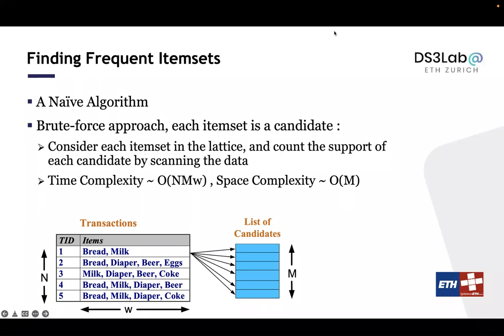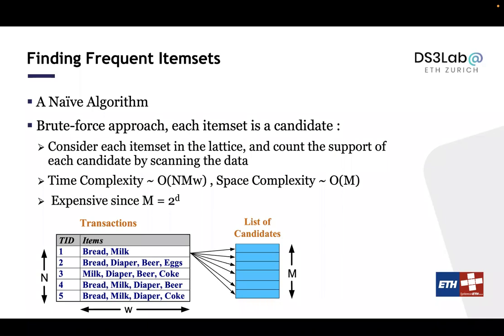If you look at this algorithm, what is the time complexity? Well, it equals the number of transactions multiplied by the maximum number of items you have for each transaction, which is the size of your database. And then for each candidate, you scan the database to compute the frequency, so compute the support. Time complexity equals the number of transactions multiplied by W, the number of items per transaction, multiplied by how many candidates you have. The space complexity equals the list of all the candidates.